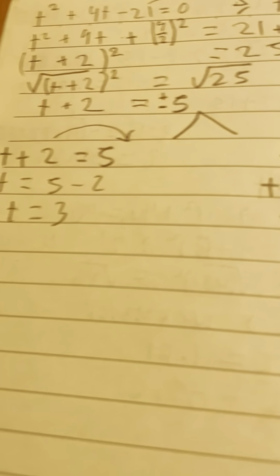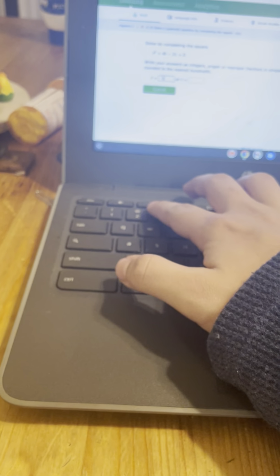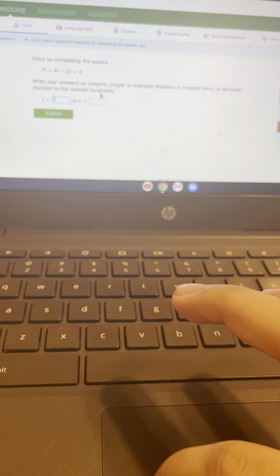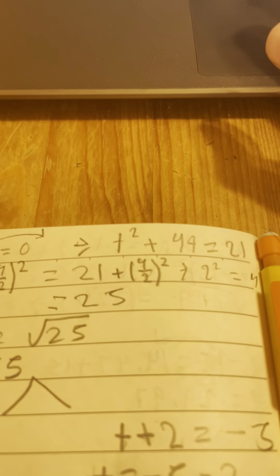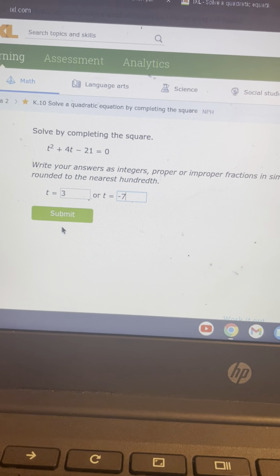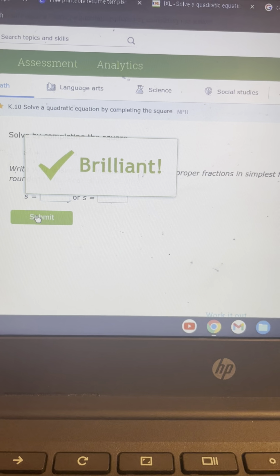So now let's put those answers right here. Just make sure everything's all good. 3 is one of the answers. And then for the other answer, it's negative 7. Okay, hopefully that works. Please don't be wrong. Now we got it right.